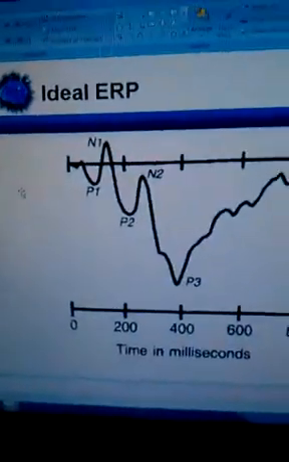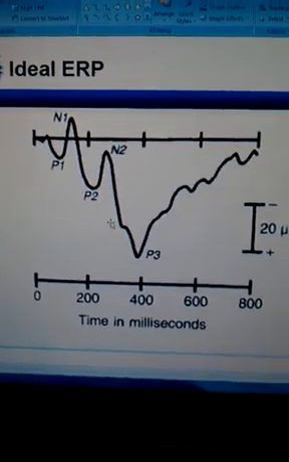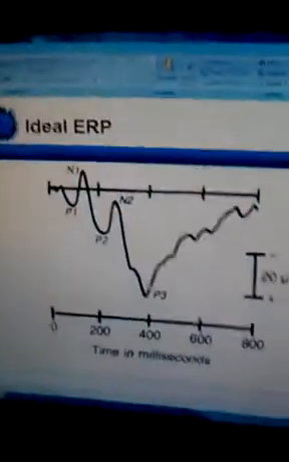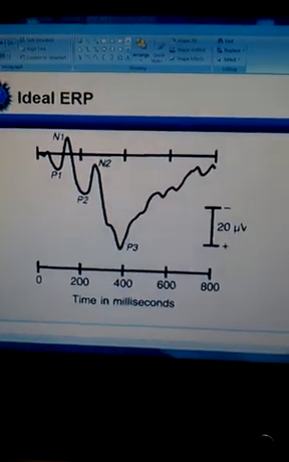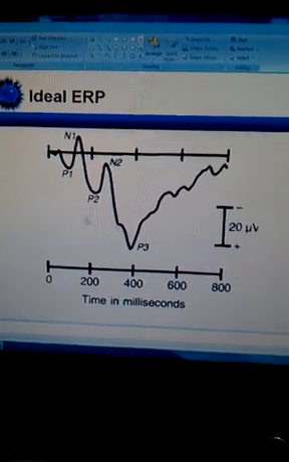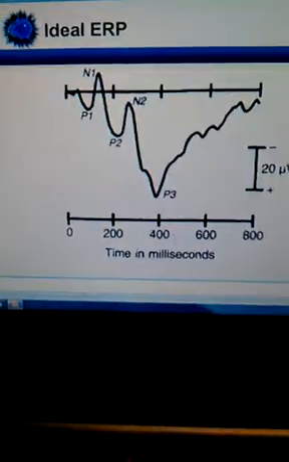And over on the computer I have an image of the type of brainwave that we're looking for. So here we have the ideal ERP. This P300 wave is what we are looking for, and we're able to measure this with a single probe. It's common convention to graph these upside down, so positive is down and negative is up.